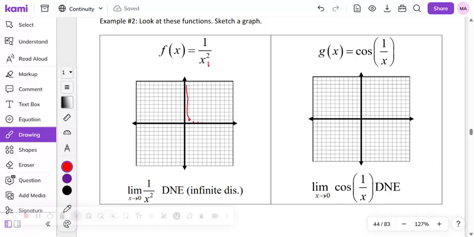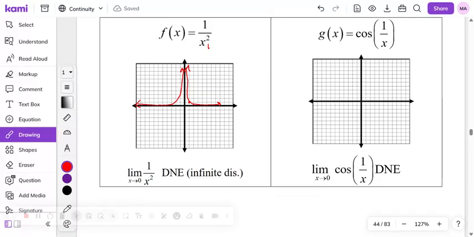The function is going to look like this. It's a rational function. And on the other side, it's going to do the same thing. So looking at this, what I hope you know is this is not a removable discontinuity because we have an asymptote at x equals 0. So we say this is a non-removable discontinuity.